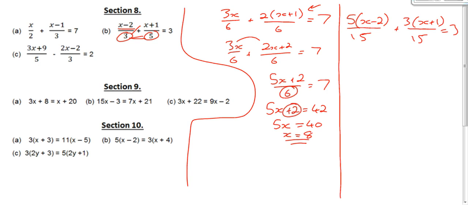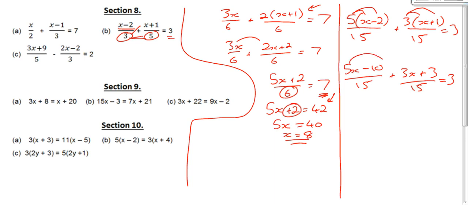So again, we don't do anything with this 3, just like we didn't do anything with the 7 down here. Then what we're going to do, same step as last time, we're going to multiply out the brackets. So we've got 5 lots of x, which is 5x. We've got 5 lots of minus 2, which is minus 10, over 15. We're going to multiply out the brackets. So we've got 3 lots of x, and then we've got plus 3 over 15. That equals 3. And then we simplify it.